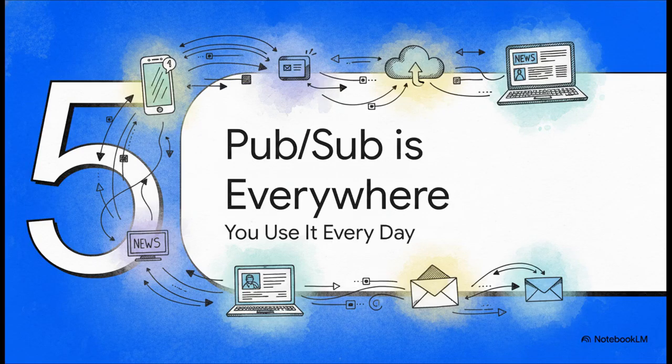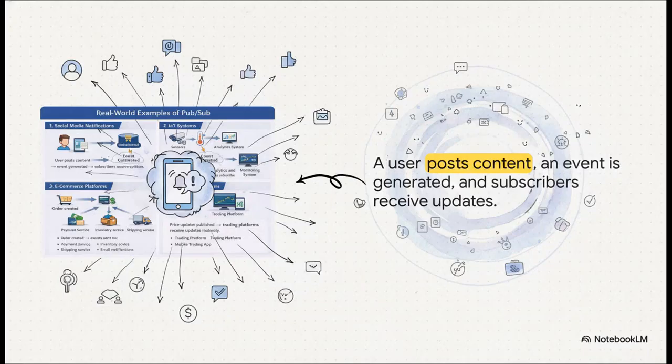And I'm not exaggerating when I say this is everywhere. You may not be able to see it, but you are interacting with this system pretty much all day long. Let's look at a few examples. Social media is a classic case. Someone you follow, the publisher, posts a new photo, an event gets published, and boom, instantly all of their followers, the subscribers, get a notification. That's one publisher sending a message to potentially millions of subscribers in a heartbeat.